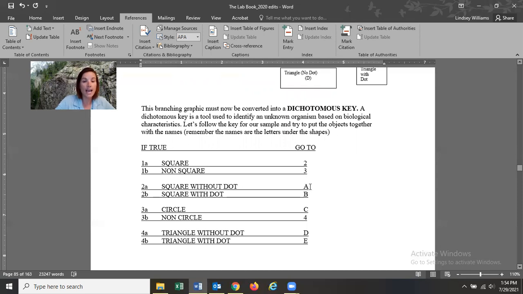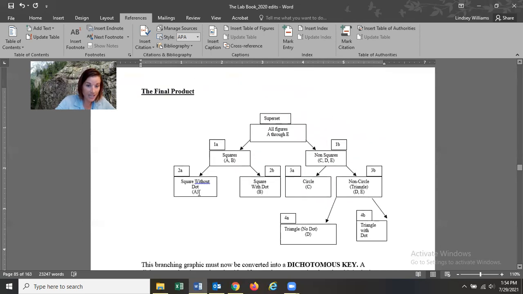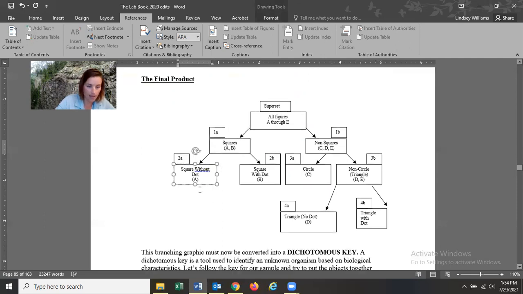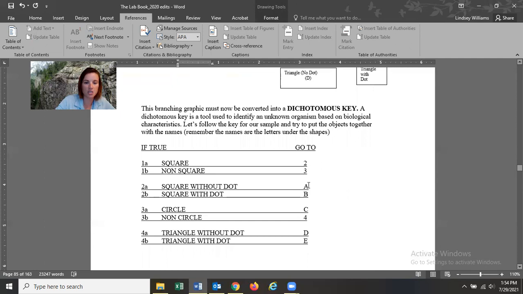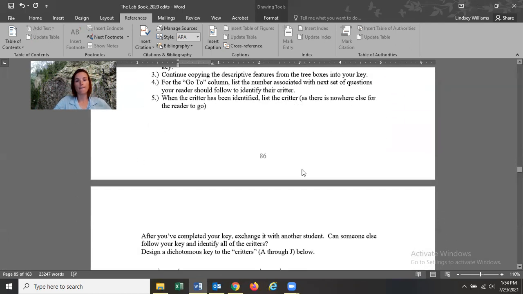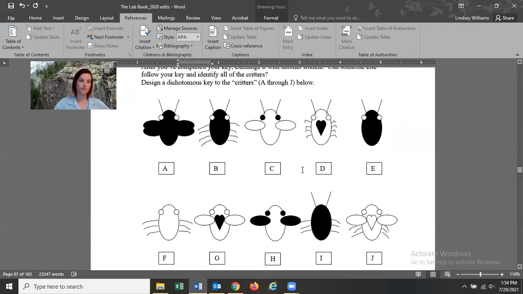I know, a little confusing, but other than the name of the critter. So critter A is identified at level 2A. So we are square without a dot, we are A. A is the species name. When you can't go any further, you just put the species name in the line. And that's what you're doing, but you are doing it with these guys.